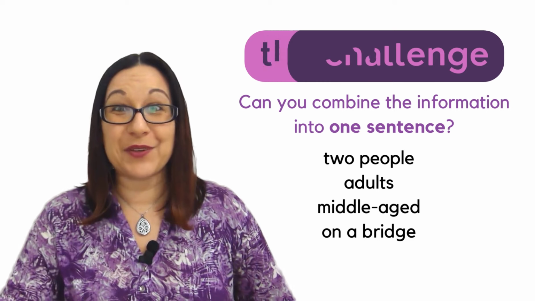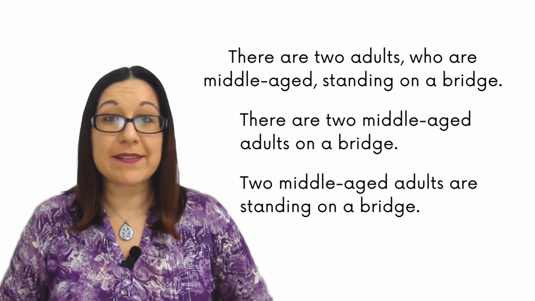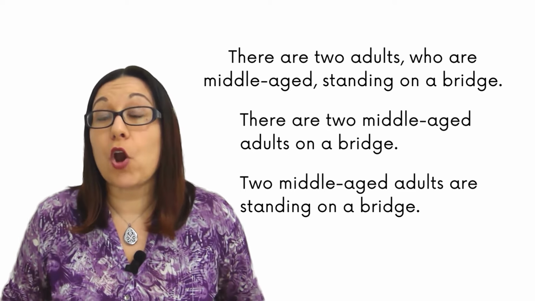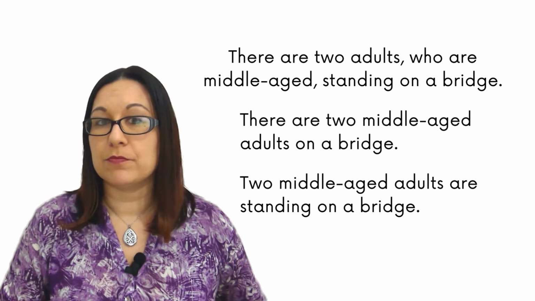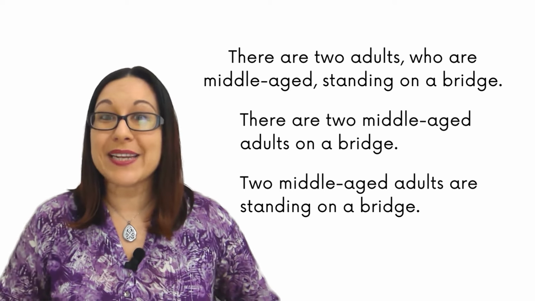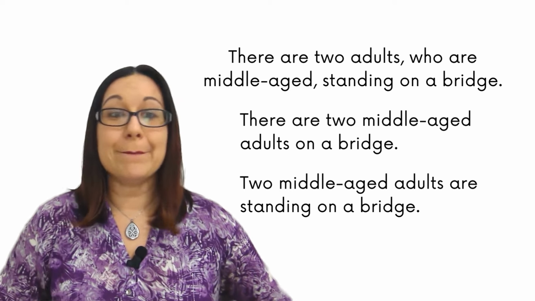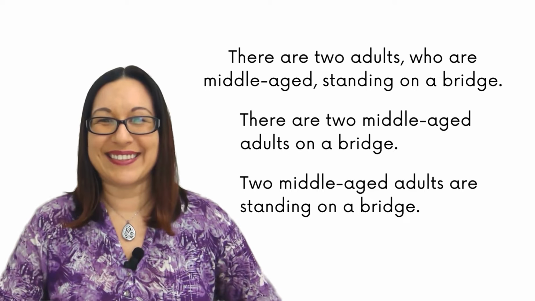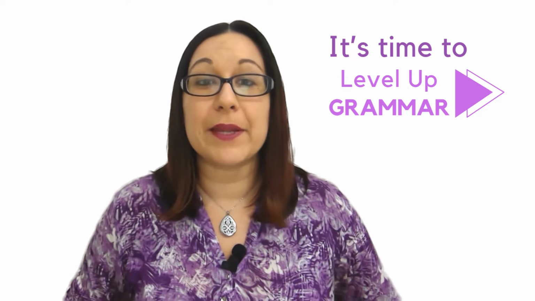Pause this video and see if you can do it. So your sentences might be slightly different to mine, but more or less you should have something like, there are two adults who are middle-aged standing on a bridge. Or there are two middle-aged adults on a bridge. Or two middle-aged adults are standing on a bridge. Something like that.